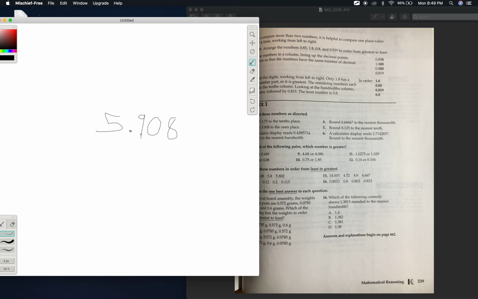Okay, so 5.908. We need to round to the ones place, which is the 5. So we look at the number to the right. That number is 9. So it's 5 or greater, which means we would change this to a 6. And remember, in a regular number, we change this to a 6 and all the digits after would turn into 0. But since zeros to the right of the decimal have no meaning whatsoever, we can just leave it at 6, like this.